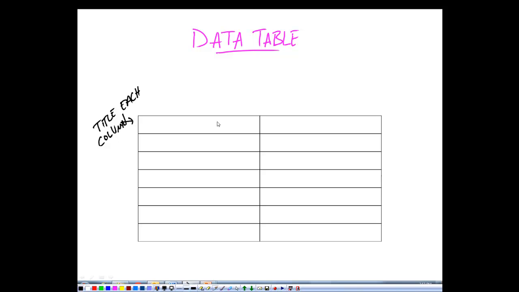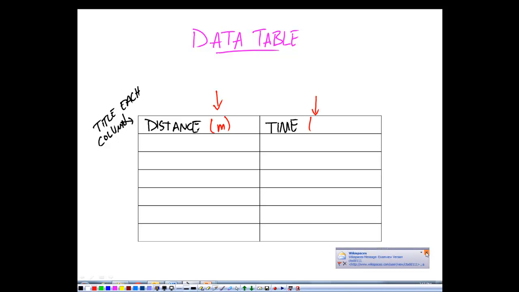So for the data table that we're going to do, one column is going to be distance. The other one is going to be time. Now, one thing we need to be sure to do for our column headings is to give everything a unit. So distance is going to be measured in meters. And over here for time, we have to be sure to include a unit. The unit for time is going to be, obviously, seconds.